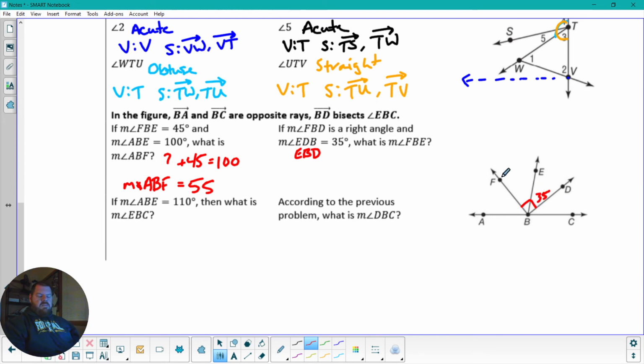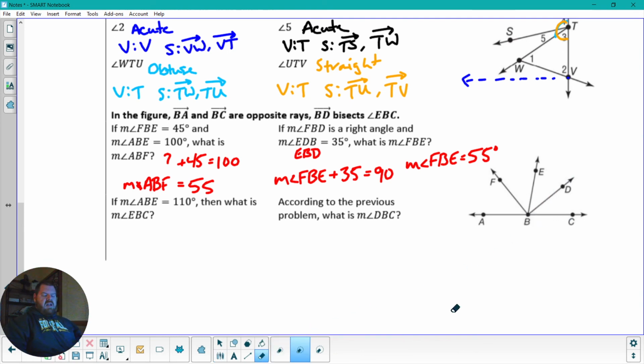How big is FBE? How big is this piece there? Well, we can do that. That just means that the measure of angle FBE plus 35 has to equal 90. So what's the missing piece there? The measure of angle FBE has to equal, it looks like, another 55. And again, this is going to happen a lot, that I'm going to give you one diagram and then set up different scenarios as we go.